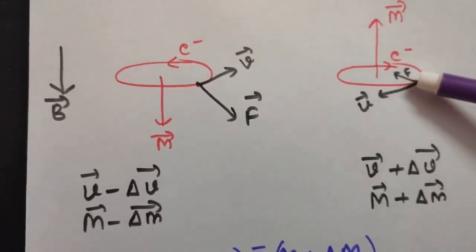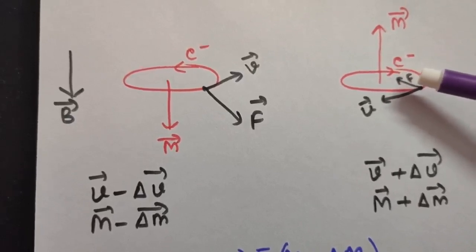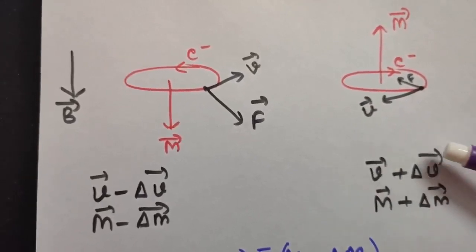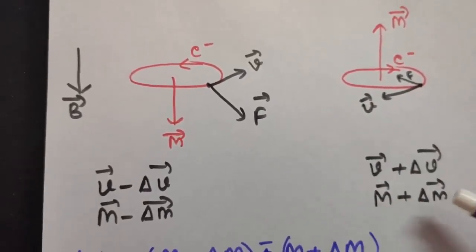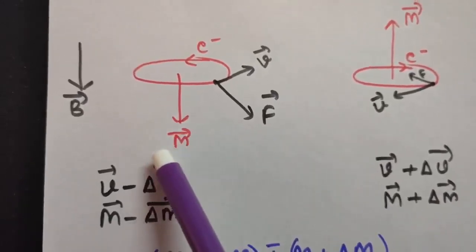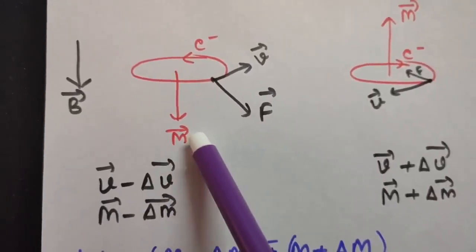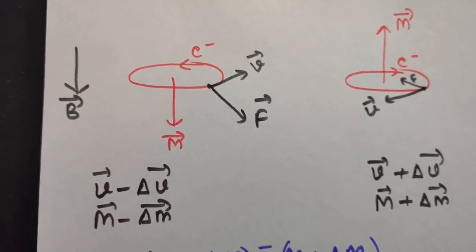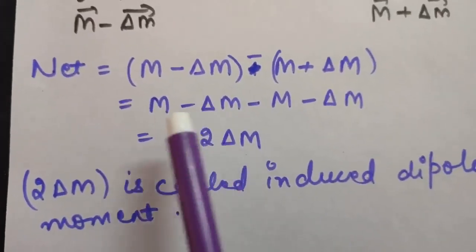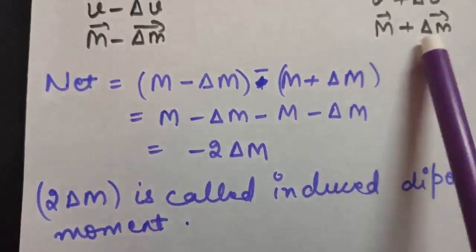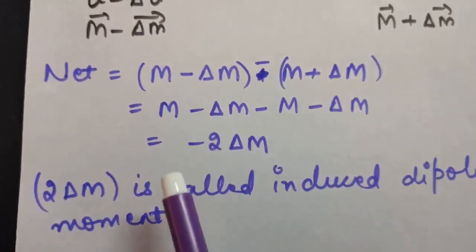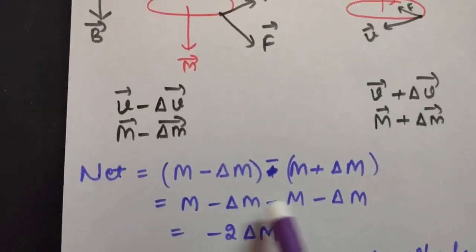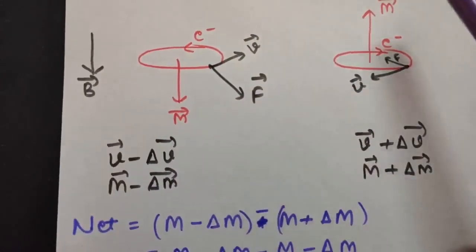Similarly here, because this force is pointing in the direction of the centripetal force, the velocity will increase. So we can say the velocity will come to be v plus del v, and as a result the magnetic moment will come to be m plus del m. Initially it has m, but now for this electron it becomes m minus del m, and for the other it becomes m plus del m. If I calculate the net dipole magnetic moment, it will be m minus del m minus m plus del m, because they are in opposite directions. So the net will come to be minus 2 del m. The minus sign shows that the net magnetic moment is in the direction opposite to the external magnetic field.